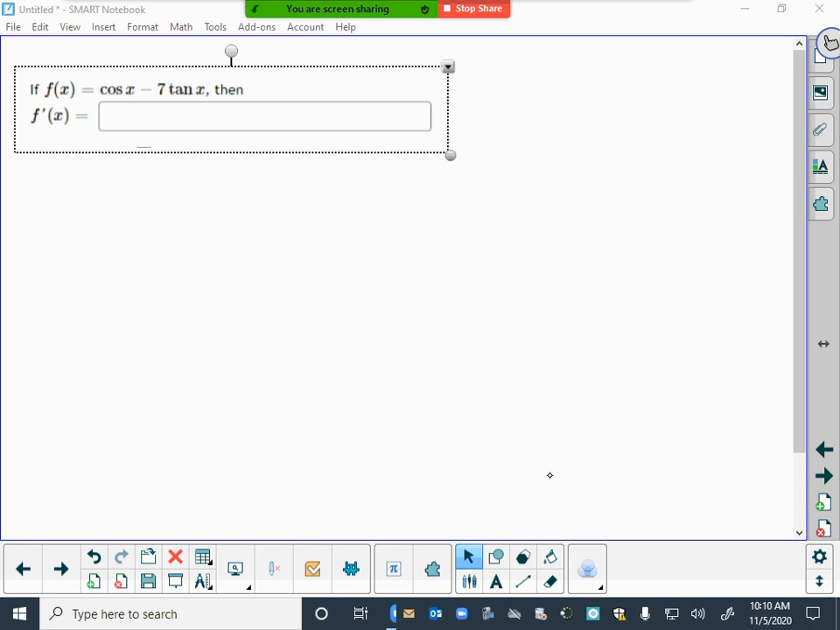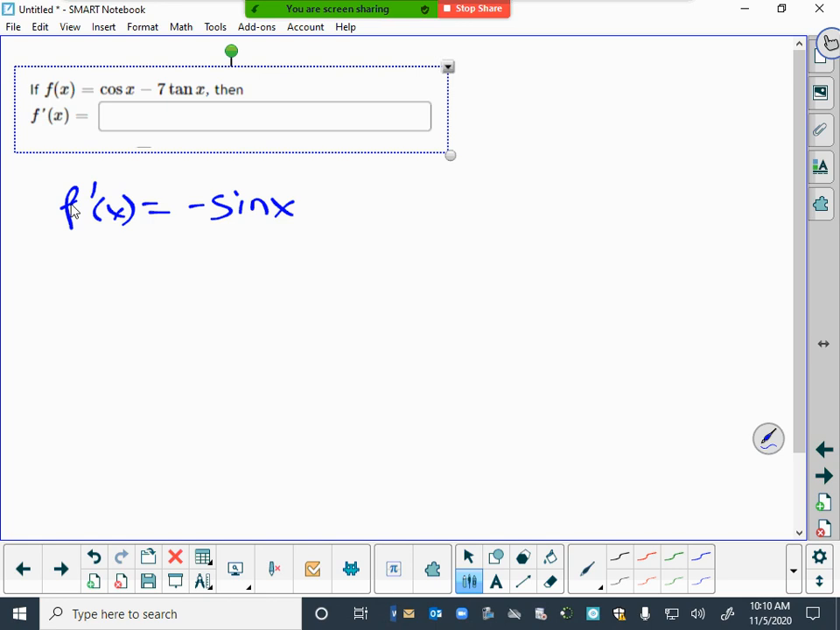Okay, this one is just straight up asking for a derivative. So the derivative of cosine is negative sine. The derivative of tangent is secant squared. Now, WAMAP, I don't recall if it will take it, I think it will take it just looking like that.